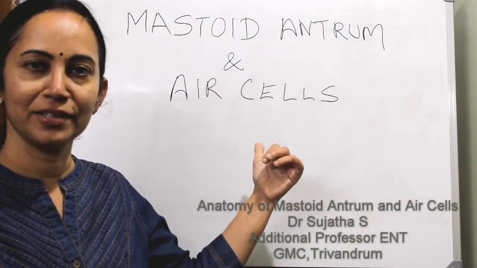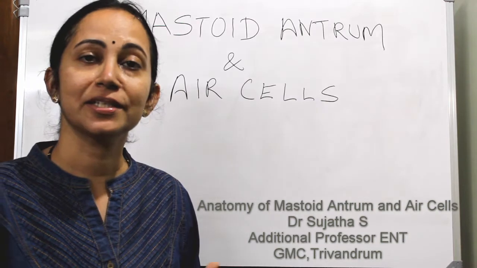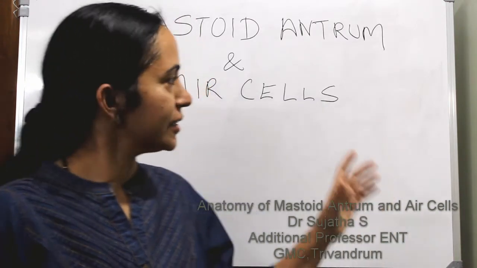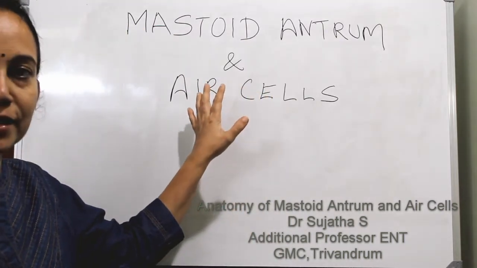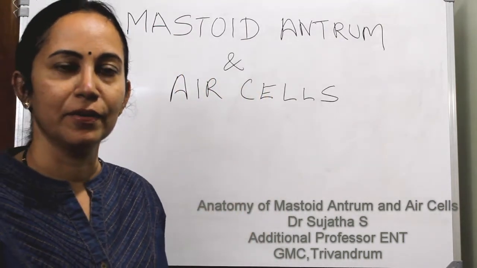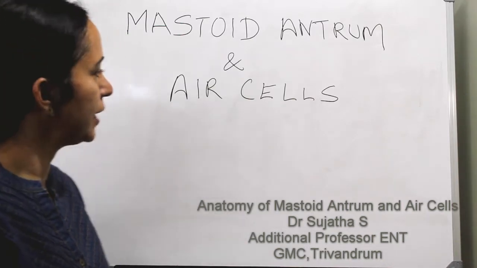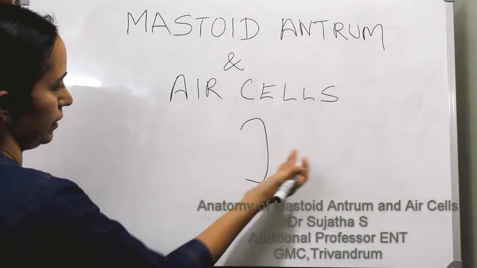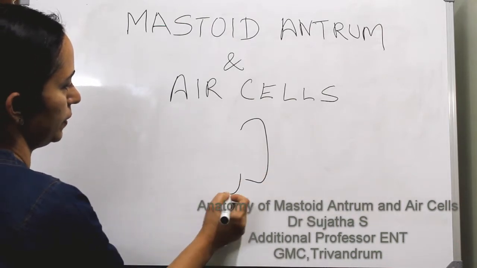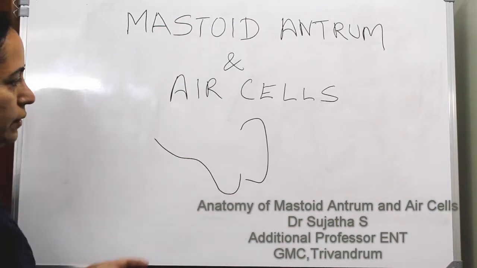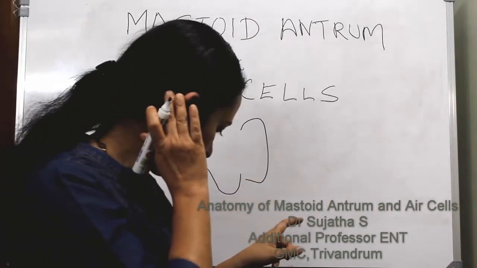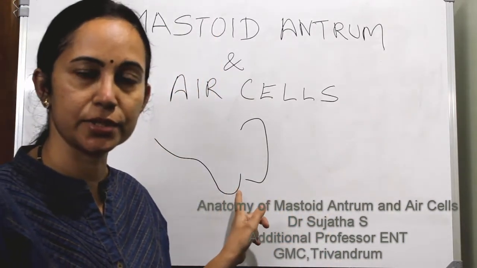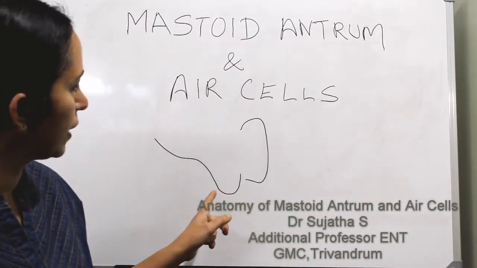This topic is very small, but it has a very big surgical importance. The mastoid is a part of the temporal bone which lies laterally. So this is your ear turned that side, and this will be your mastoid. It is in the postaural region. It's a part of the temporal bone, and inferiorly there is a projection called the mastoid process.